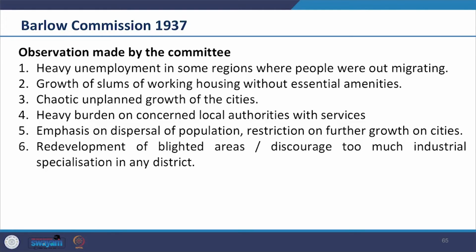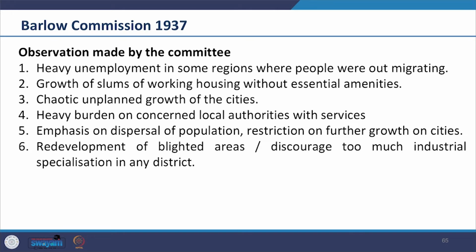The observation included that there was heavy unemployment in some regions where people were out-migrating. Further, we see growth of slums, of working housing happening without essential amenities, intrusion of factories and godowns into the built-up residential areas, traffic bottlenecks during peak hours in the industrial cities. Further, the description includes chaotic, unplanned growth of the cities without adequate open agricultural land. Further, we see a heavy burden on the concerned local authorities with regard to services.